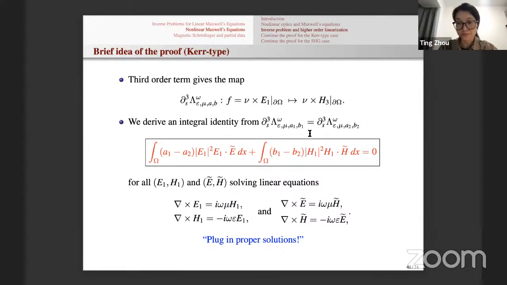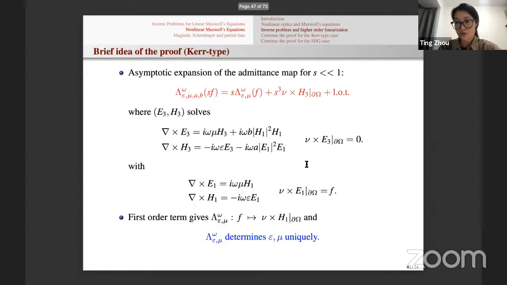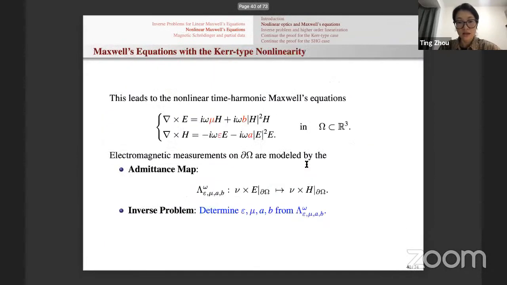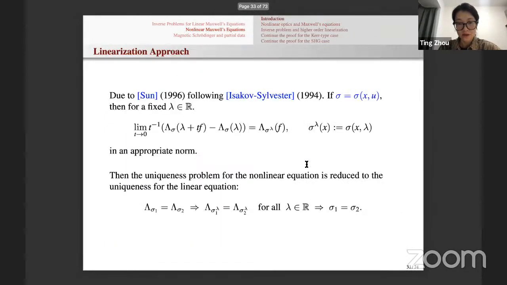Here you will get the difference of the two sets of nonlinear coefficients, A1 minus A2 and B1 minus B2, integrated against the product of essentially four solutions. Keep in mind that E1 and H1 are solutions for linear equations, and the E tilde and H tilde here are also solutions for linear equations. So you can see it's very similar to the inverse problem for linear equations, at least for the Calderon problem.